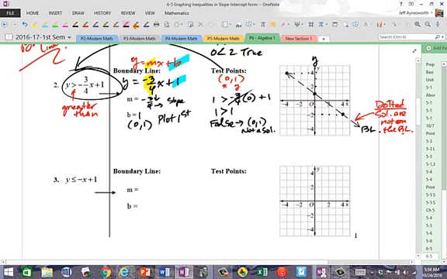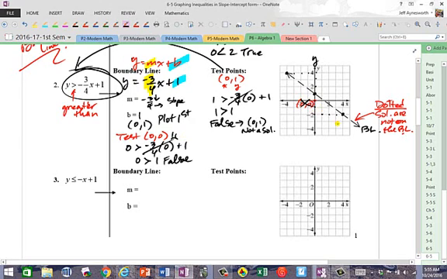So let's do another test point. Let's test the origin because this is the easiest point to test. Okay, so here we go. Test 0, 0. So we're going to put 0 in both locations. So is 0 greater than negative 3/4 times 0 plus 1? Well, that's 0. So the question is, is 0 greater than 1? And 0 is not greater than 1. Okay, that's false. All right, so our test point is not a solution. So this is not a solution here, and it's on the lower half.